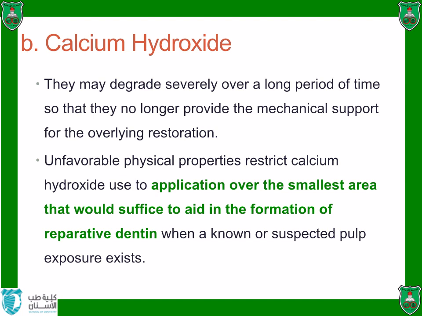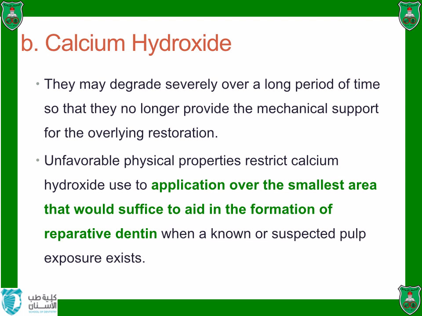Also, the unfavorable physical properties restrict their application to the smallest area that would suffice to aid the formation of reparative dentine when a known or suspected pulp exposure exists. So, if you suspect that you have pulp exposure, or if you know that you are very close to the pulp, you can use calcium hydroxide. Other than that, you don't need to use calcium hydroxide.